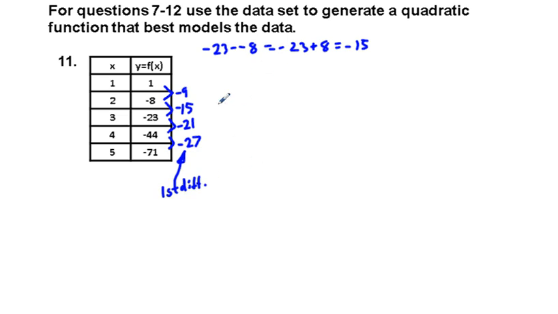Next, we go to our second differences. So the second difference we're going to have is negative 15 minus negative 9. It's going to be negative 15 plus 9, which equals negative 6. So we get negative 6. Next one, we have negative 21 minus negative 15. That's also going to be negative 6. Last one is negative 27 minus negative 21, which is negative 6. So these will be our second differences.